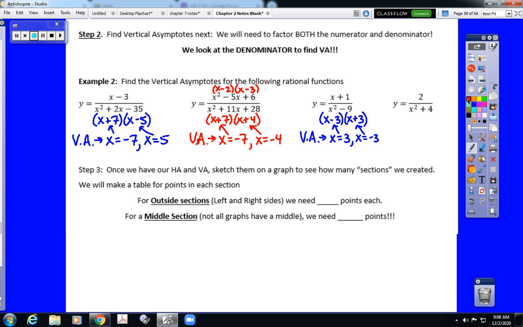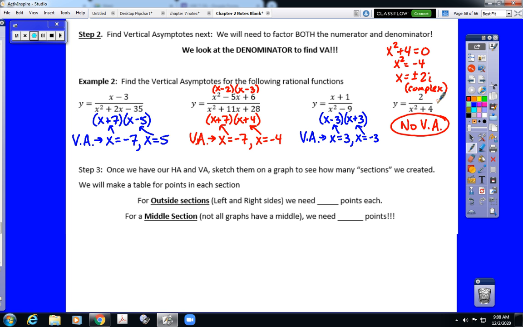Now this last one does not factor. X squared plus 4 does not factor. In fact, if we found its zeros, they would be 2i and negative 2i. So this has no vertical asymptotes because the denominator's roots are not real numbers. These are complex roots, which do not show up on a normal graph.